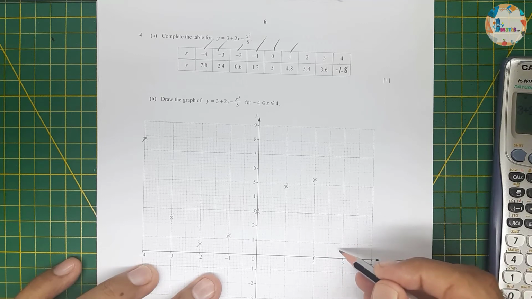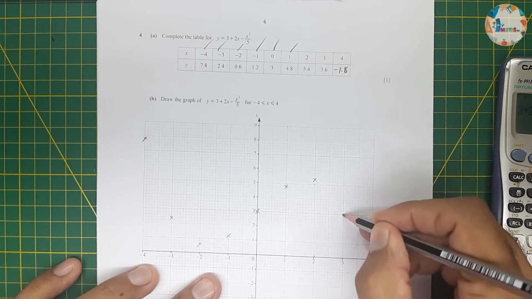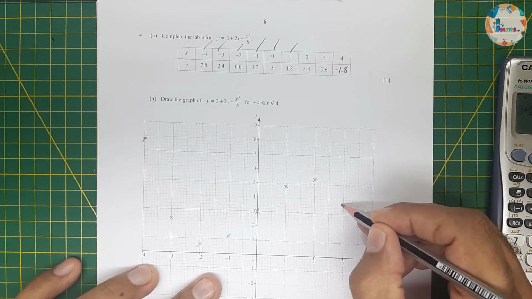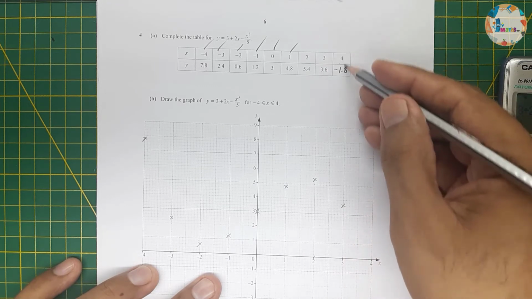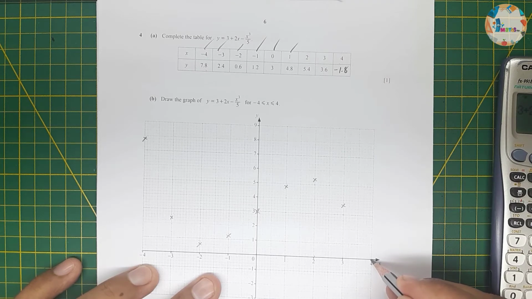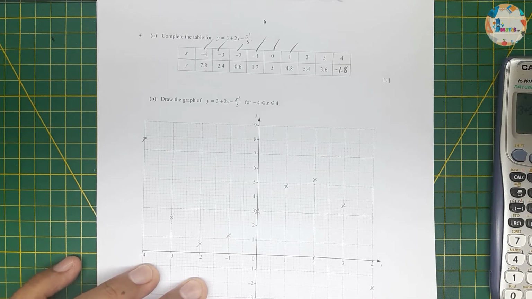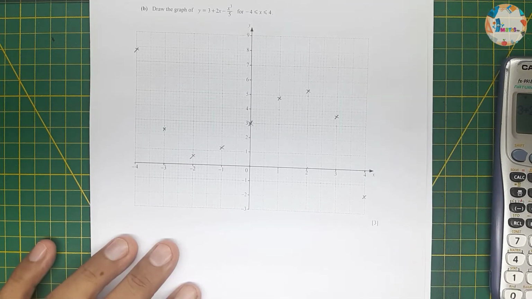And then comes 3 and 3.6. 3 and 3.6 will be this. Then 4 and minus 1.8. So minus 1.8 will be this mark. Hopefully you can see this also.